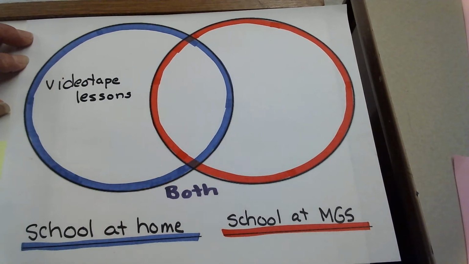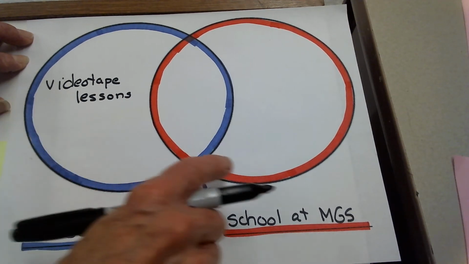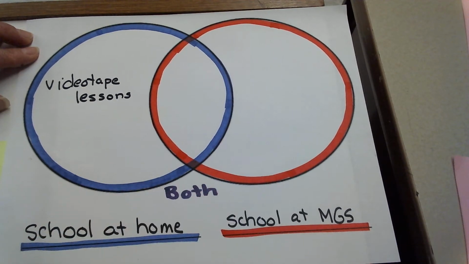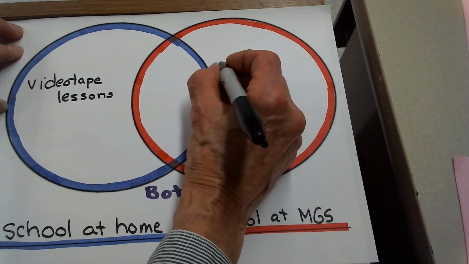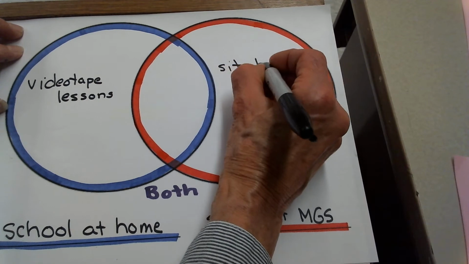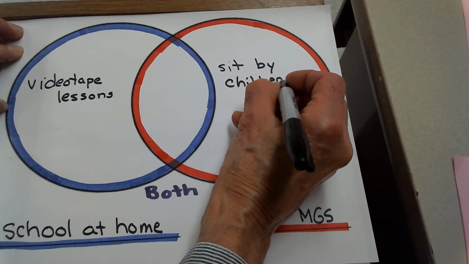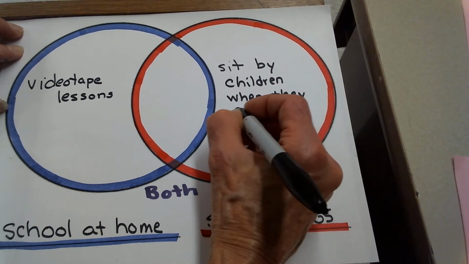And I'm just showing you how I plan. You can plan just by telling your mom or dad your ideas, or by jotting them on a piece of paper, or you can make your own circles. So this year, when school is at home, I have to videotape lessons. Now when school is in session, when children come into school, like last year, it's different. One thing that's different is I would sit by the children when they write. I can't do that now, can I?